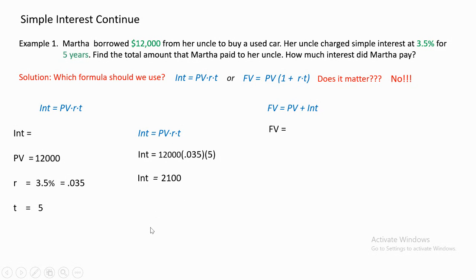2,100. So this is the answer for the second part. How much interest did Martha pay? She paid $2,100 in interest.